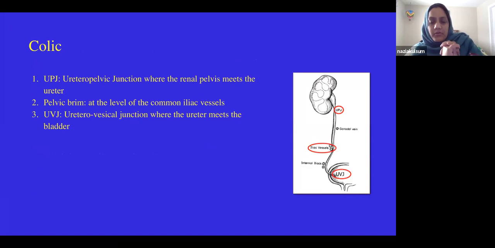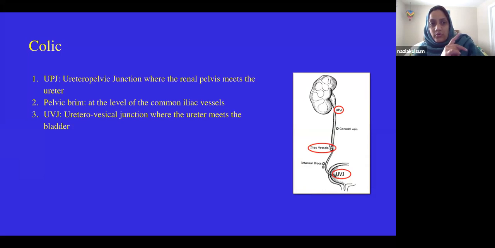Colic is the pain that they experience when the stone starts moving. There are three junctions in the normal anatomy where stones can typically get stuck. You have to remember the size of the ureter also depends on the size of the child. A typical 2 to 3 millimeter stone is something we would consider small and it would pass easily. But there are certain narrowings in the urinary tract where these stones can get stuck, especially if they have stagnated for a longer time.